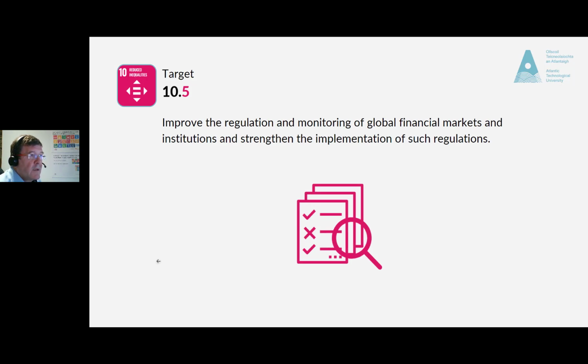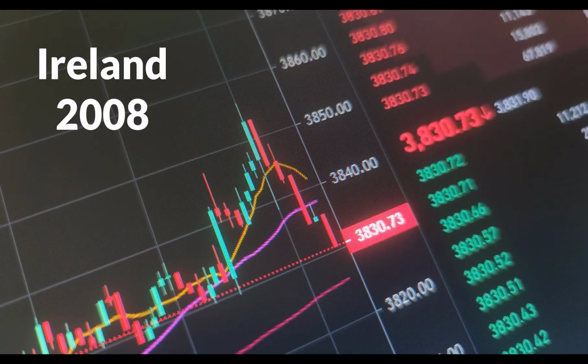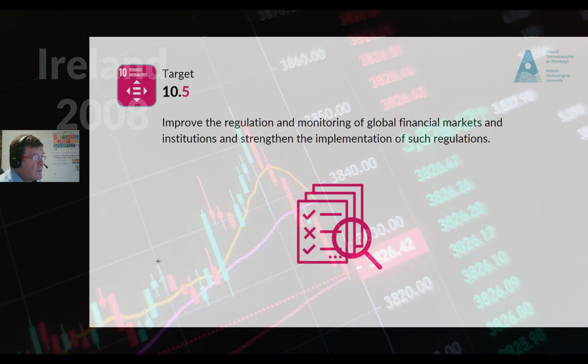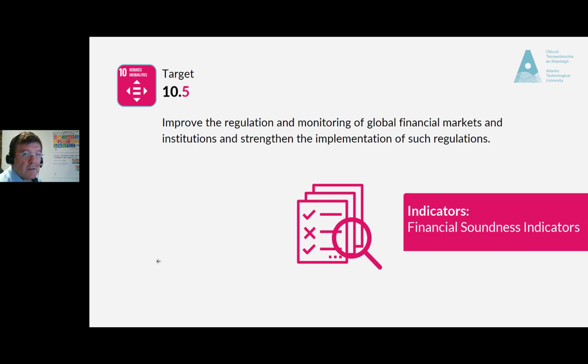10.5: improve the regulation and monitoring of global financial markets and institutions and strengthen the implementation of such regulations. I think for any of us who are old enough to remember the big, massive bust of 2008, we can see how important this particular SDG is. Such financial surveillance helps in investment decisions and policy making in the financial sector to work towards ensuring stability and performance, with knock-on effects for many of the economic and equality-based targets we have already discussed. The indicators for this target are financial soundness indicators, which we will discuss in more detail later.